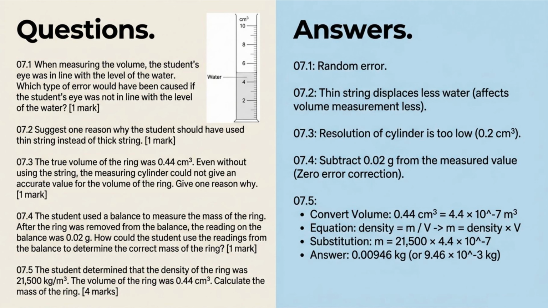7.4 deals with an electronic balance reading of 0.02 grams when empty. How do you use this reading? You have to subtract 0.02 grams from the measured value. It's zero error correction. Finally for the slide, 7.5, a mass calculation.